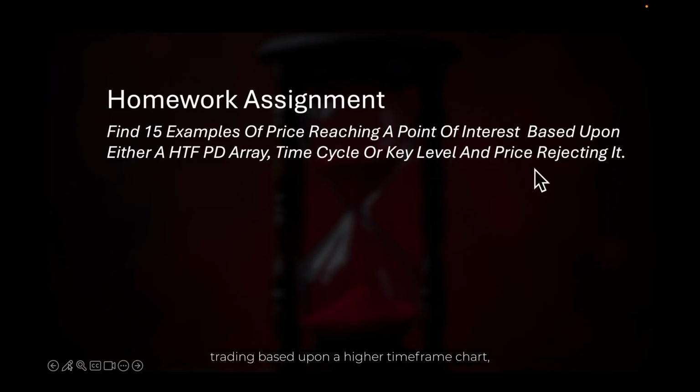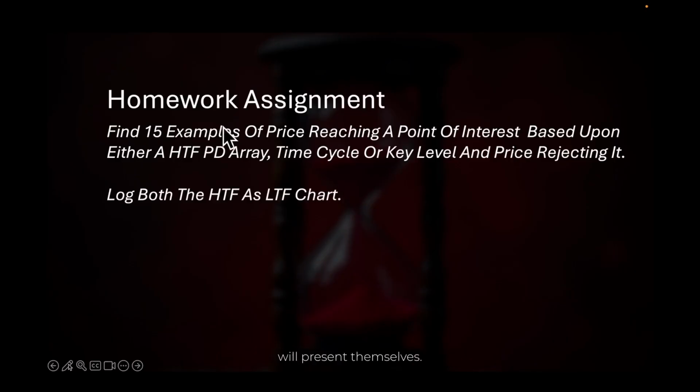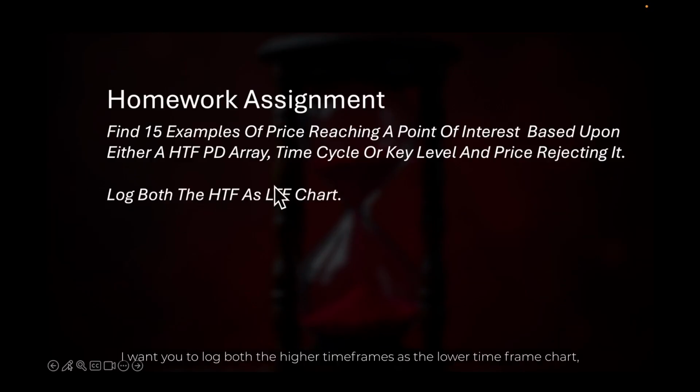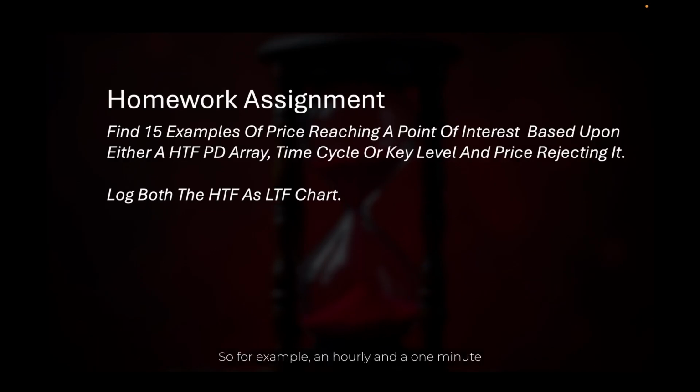Meaning, I would like you to begin training, based upon a higher time frame chart, your ability to recognize what points of interest are. Once you're able to recognize what points of interest are and you're able to see these rejections taking place, you must understand that on the lower time frames, market maker models will present themselves. I want you to log both the higher time frame and the lower time frame chart. Meaning, I want you to save both a screenshot of the higher time frame and the lower time frame chart. So for example, an hourly and a 1 minute chart. And I would like you to annotate them as in-depth as possible. Meaning, be sure to fill in all of the blank areas on your chart with text or with symbols, etc., showing what you're seeing within the markets.